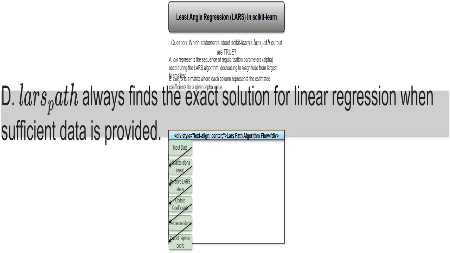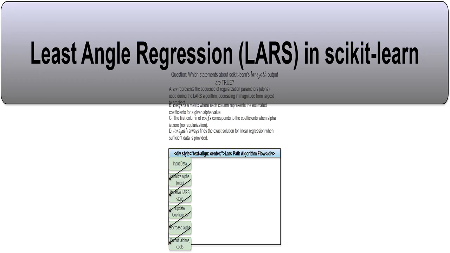I want to make sure I understand whether the _Lars_path function always finds the best answer for a linear regression problem, given enough data. I am using the function _Lars_path. It gives me a sequence of ALPHA values. These ALPHA values decrease from the largest to the smallest.